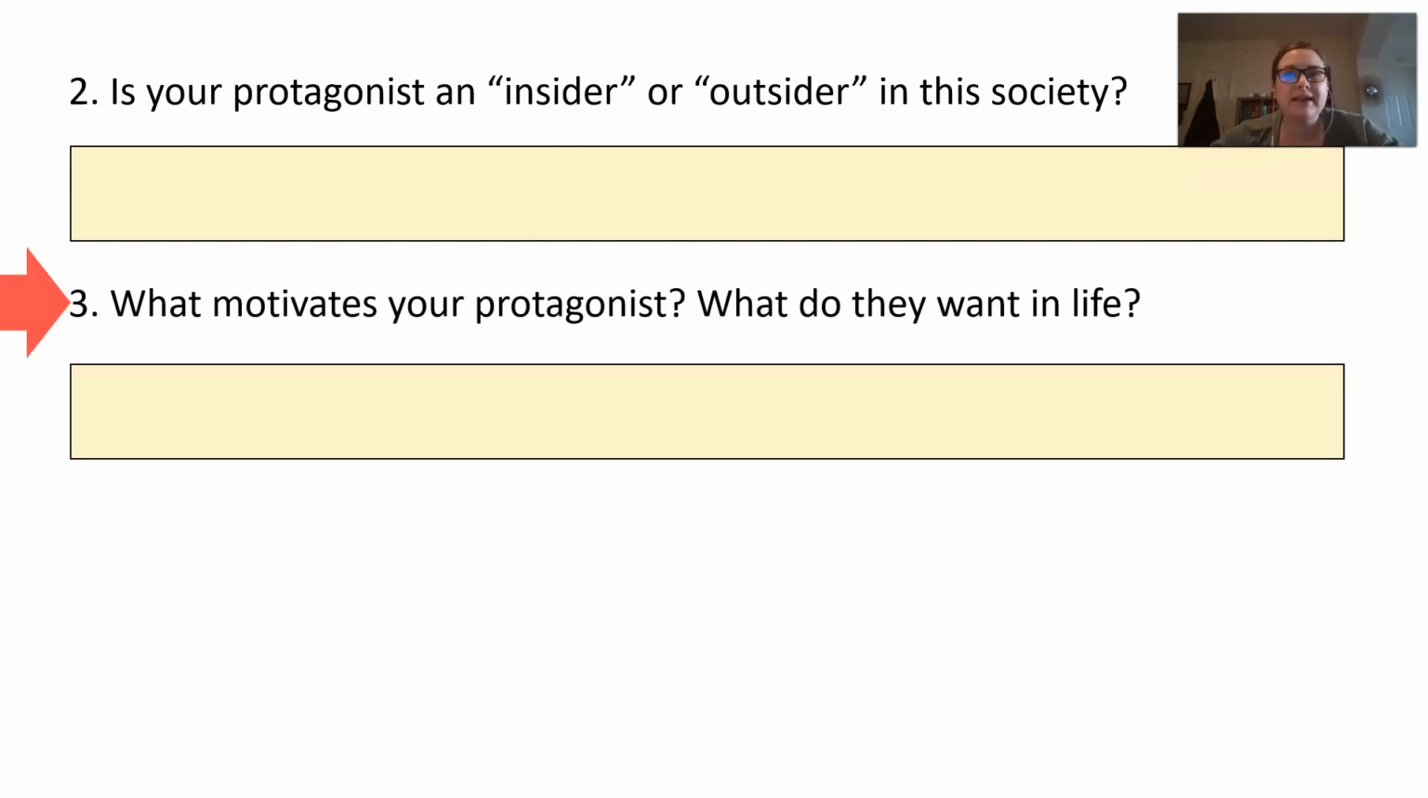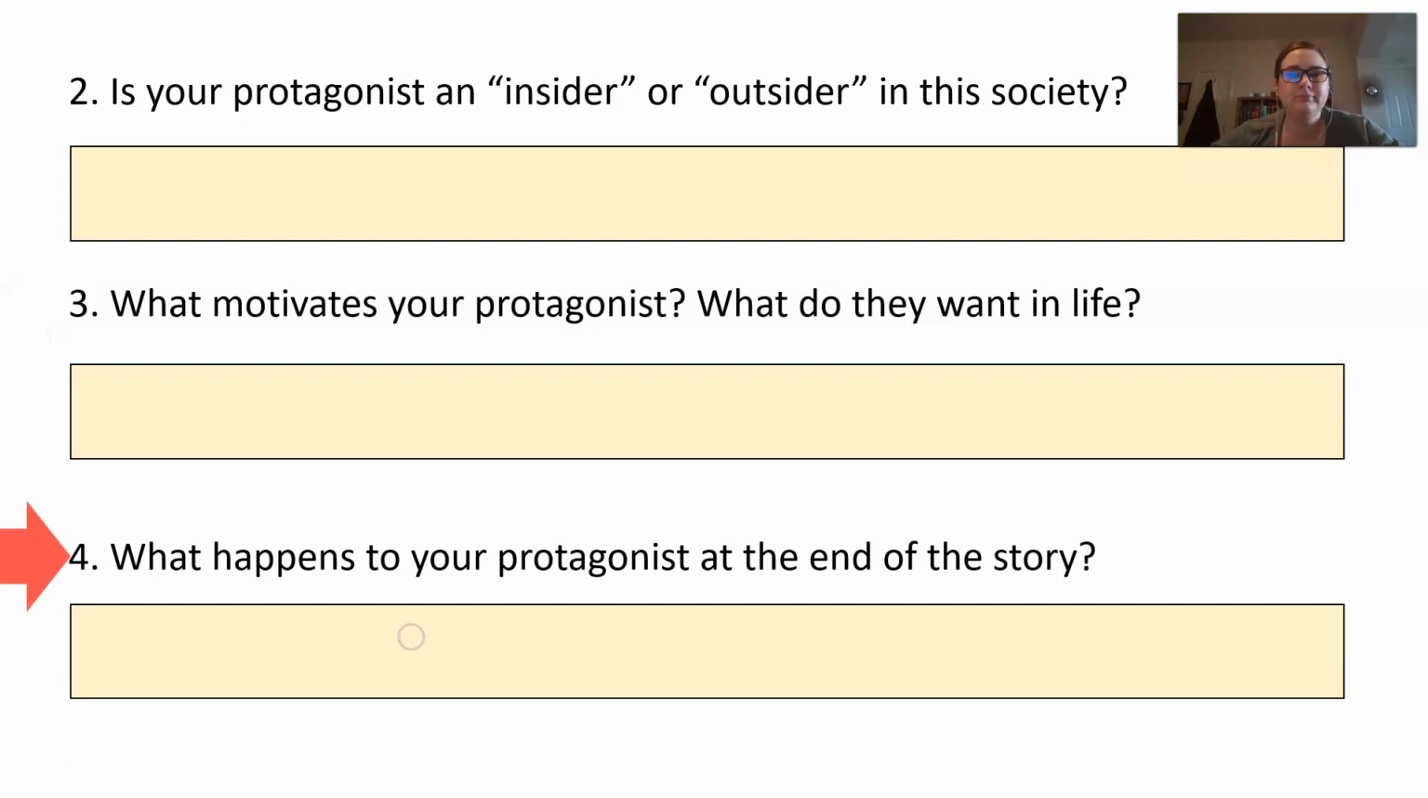What motivates your protagonist? What do they want in life? Every character is driven by something. You could try filling in the blank: the protagonist wants blank. What are they trying to do? What is their goal? What is driving them forward in the story? What happens to your protagonist at the end of the story? This is also going to help you begin thinking about the conflict that your protagonist faces.